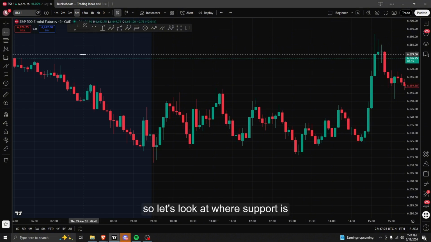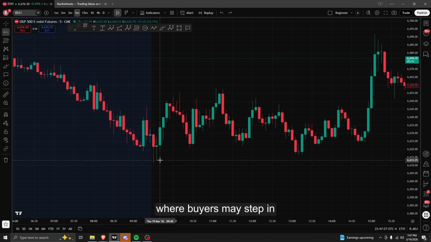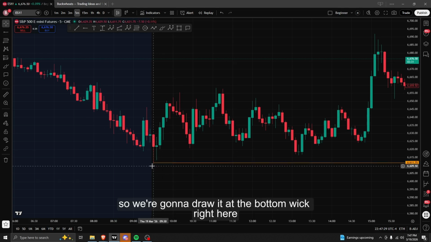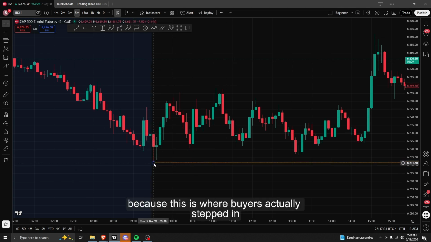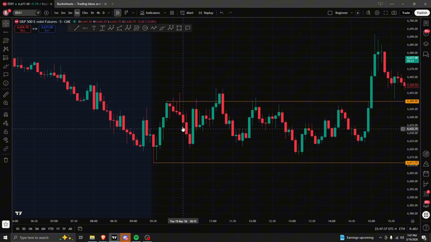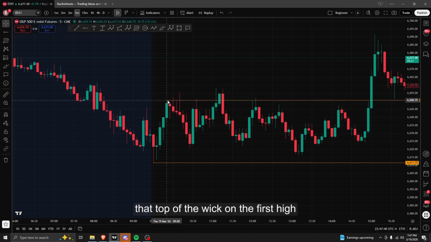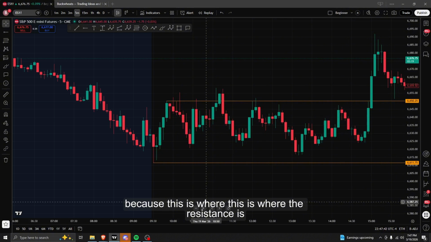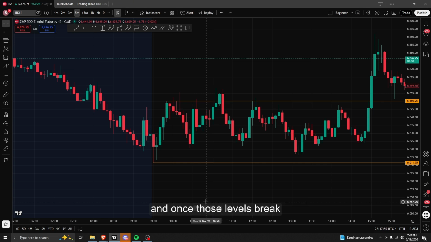So let's look at where support is, where buyers may step in. We're going to draw it at the bottom wick right here because this is where buyers actually stepped in. And then we're also going to add right here the top of the wick on the first high, because this is where the resistance is. This is where sellers may start pushing back. And once those levels break, they literally can shift roles.